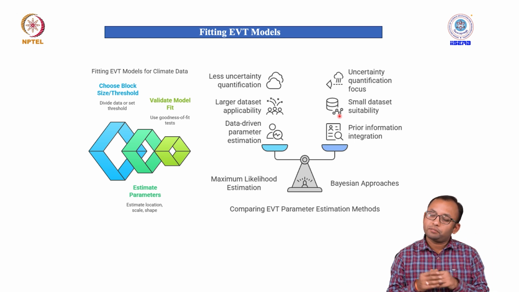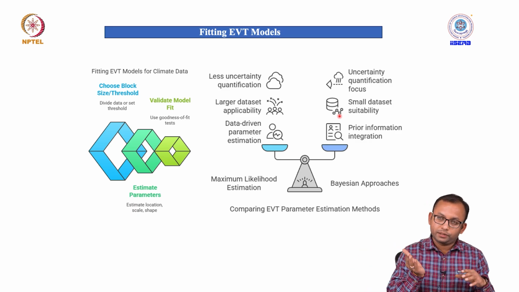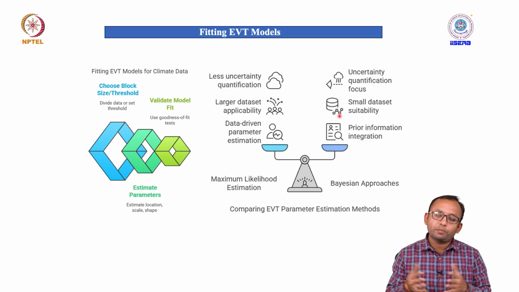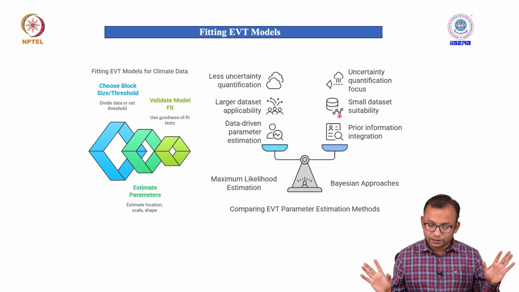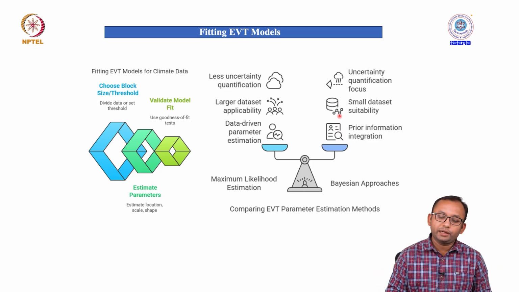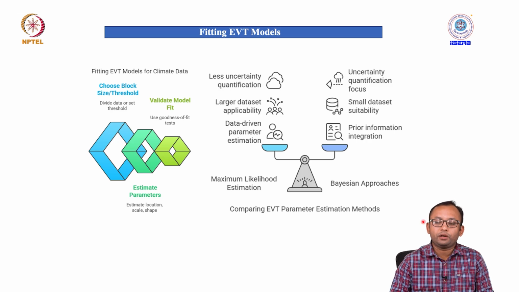and their relationship. When, let us say, the data set is coming from the threshold approach, the peak over threshold approach, then we try to fit the GPD model, and then we try to find out the probability and magnitude relationship. So, this is what we do when we try to fit the extreme value theory models.